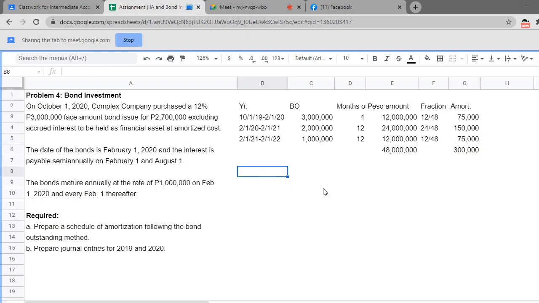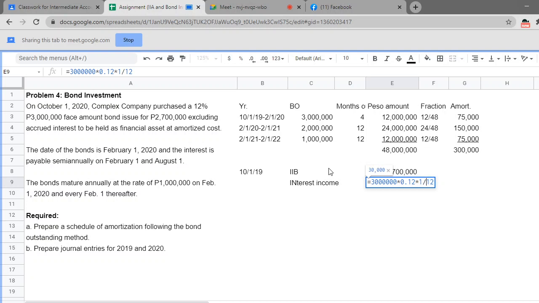So, we're going to prepare journal entries for this. Let's begin with October 1, 2019. So, that is a debit of investment in bonds and your interest income nga accrued. Investment in bonds, that is 2.7. And your accrued is 3 million times 12% times pila ka months gikan sa last payment. Ang last payment, August 1, August, September, so that's 2 months. 2 divided by 12, so that would be 60,000 accrued interest income.